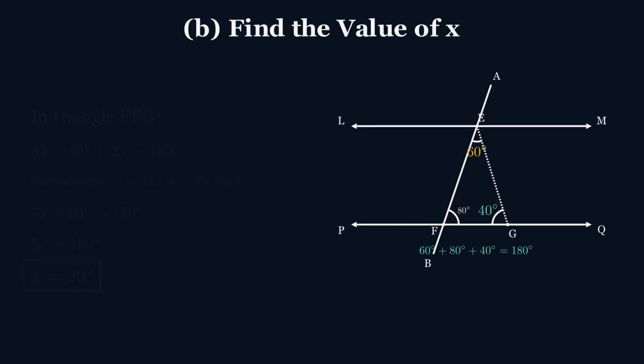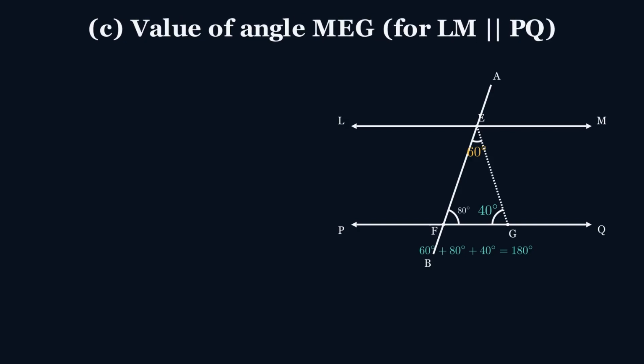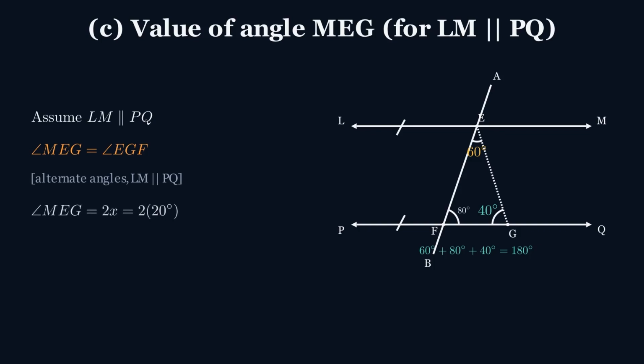Question C. For what value of angle MEG are the two lines LM and PQ parallel? This question is always asked, and it's a 100% sure question. To solve this, always start with: let LM be parallel to PQ. Then angle MEG equals angle EGF, being alternate angles between LM parallel to PQ. Thus, angle MEG equals 40 degrees. So, LM and PQ are parallel when angle MEG equals 40 degrees.